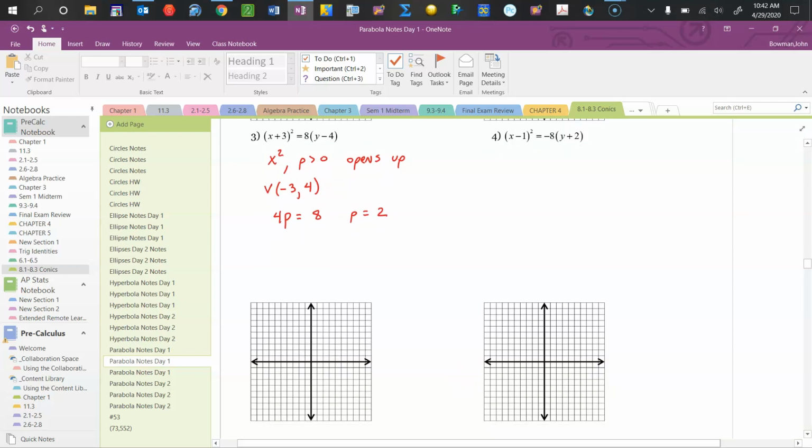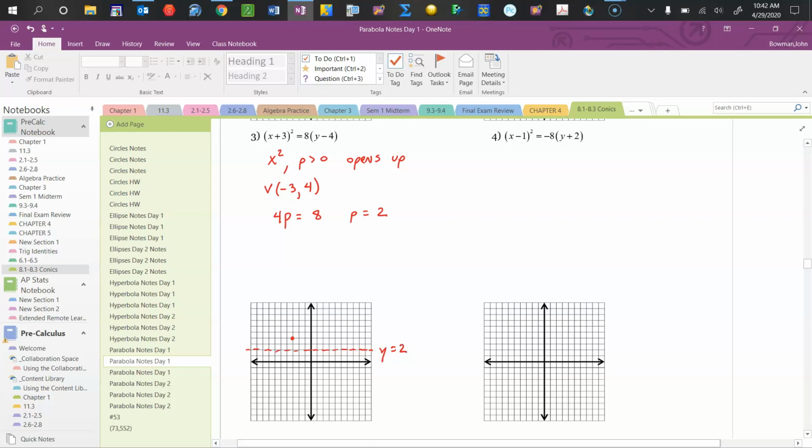So I'm going to first start out by graphing the point at (-3, 4). 1, 2, 3, 1, 2, 3, 4. And I know that the parabola opens up, so my directrix is going to be below the vertex, 2 units below it. So I'm going to draw my directrix in there, and all directrices are lines, and all lines have equations, and the equation of this directrix would be y is equal to 2.